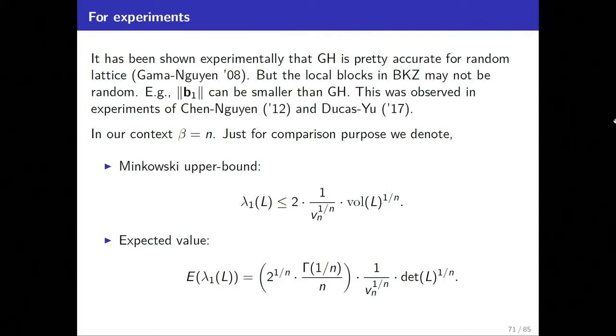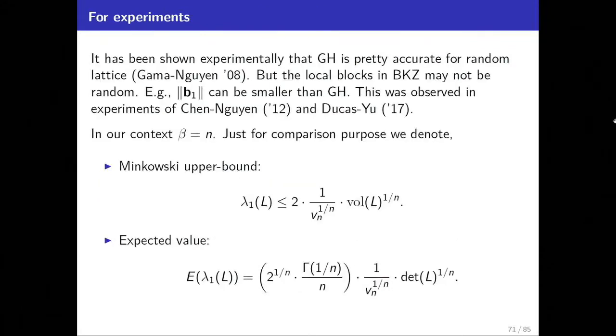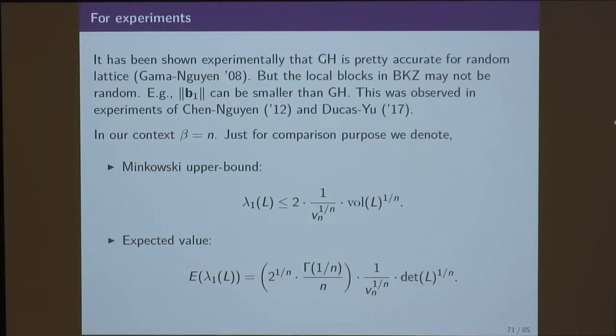However, in previous experiments, it has been realized that this average case analysis using the Gaussian heuristic seems to be even worse than practice. Although the study by Gama and Nguyen showed that the Gaussian heuristic seems to be pretty accurate, in practice it has been found that the b1 in the local blocks could be even smaller than this Gaussian heuristic estimate. This was observed in subsequent works of Chen and Nguyen, and Liu, Ducat and Yu.